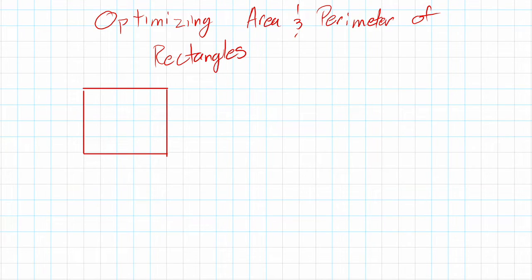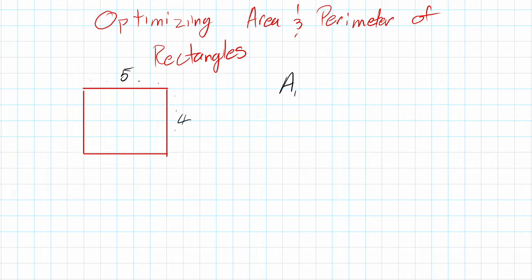Going to take a look at optimizing the area and perimeter of rectangles. So we have a rectangle here, and we'll literally count the units we have. We have 1, 2, 3, 4. So this has a height of 4, and this is 1, 2, 3, 4, 5. Okay, so width of 5. So first pieces we got to remember is how to calculate those two things.